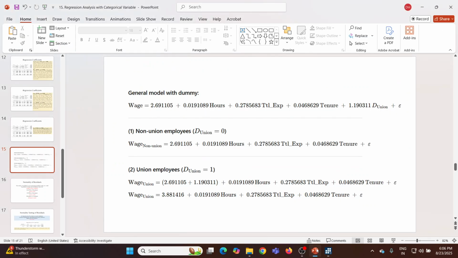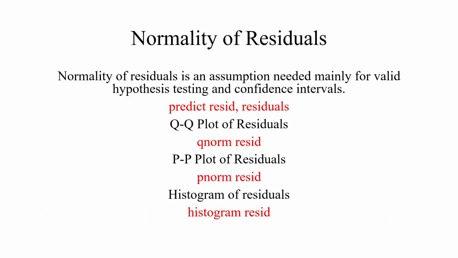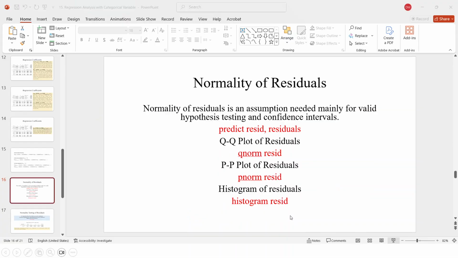Let's go again to the slides. We'll have to check the normality of the residuals. Normality of the residuals is an assumption needed mainly for valid hypothesis testing and confidence intervals. So first we'll run predict resid, residuals to store the residuals, and then we will check the normality with the following commands. First we will generate the QQ plot with the command qnorm resid, then the PP plot with pnorm resid, and then a histogram.